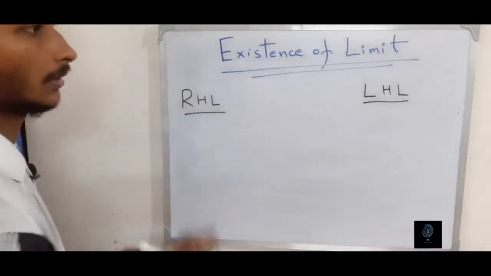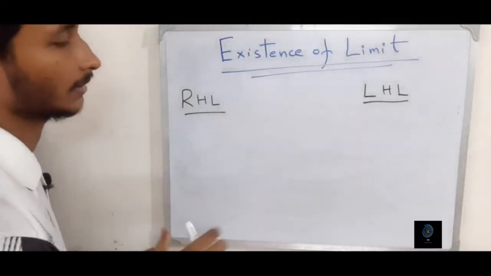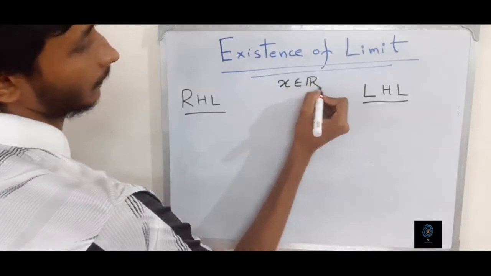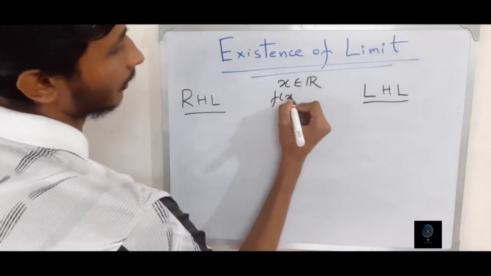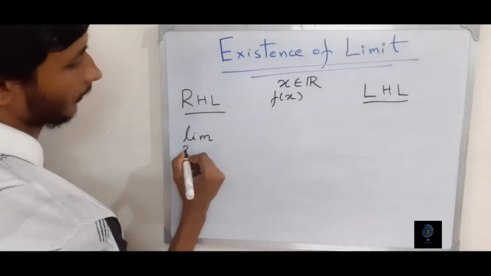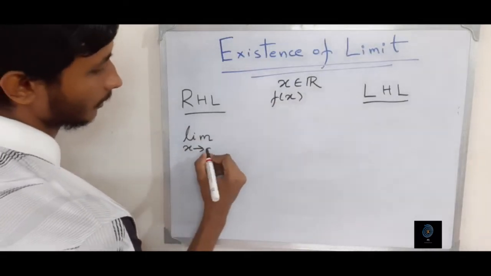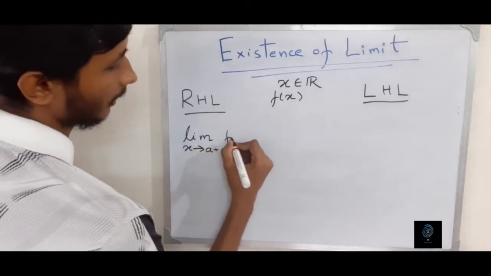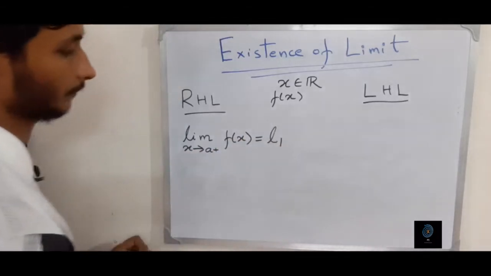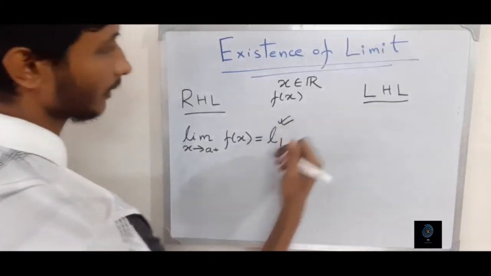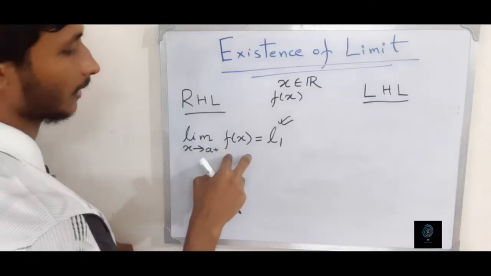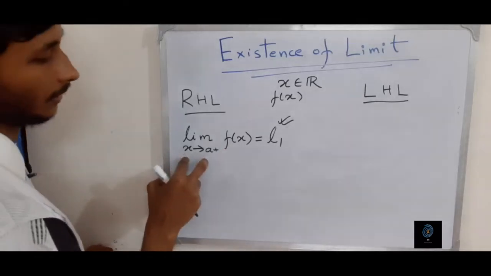Let us consider our previous model only, that x is a real valued variable and f(x) is a real valued function of x. So this quantity, limit x tends to a plus f(x), suppose this is equal to L1. This L1 is called the right hand limiting value or right hand limit of the function f(x) when x tends to a plus.